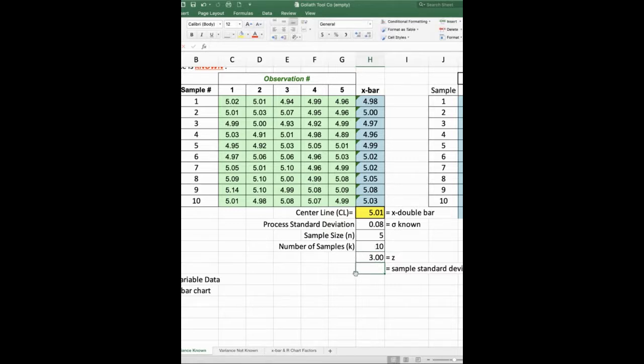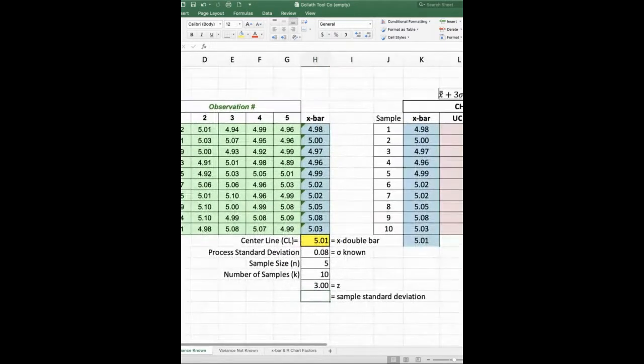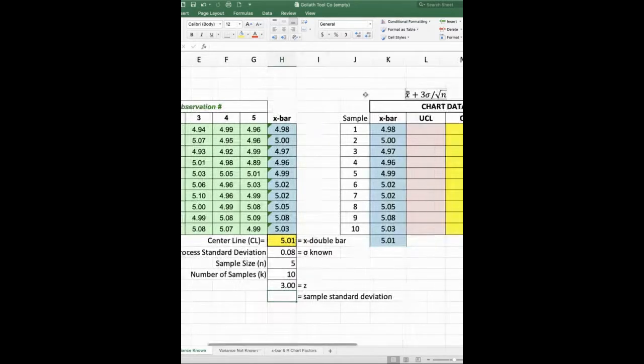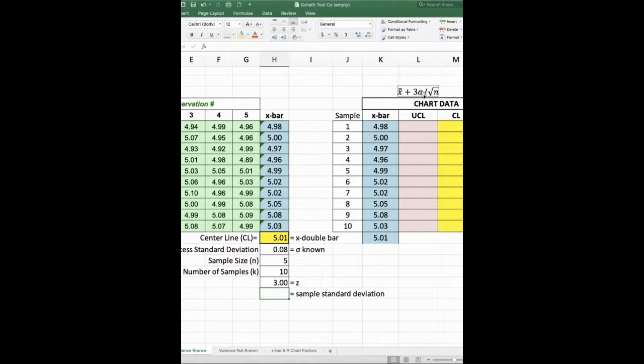Now we need to compute our sample standard deviation. The sample standard deviation is going to be part of this formula here, which is the second part of it: the known standard deviation divided by the square root of n. So that's going to be the known standard deviation, the value in this cell, 0.08, divided by the square root in Excel, SQRT, of the sample size, which is 5. And so 0.0358 is the sample standard deviation.